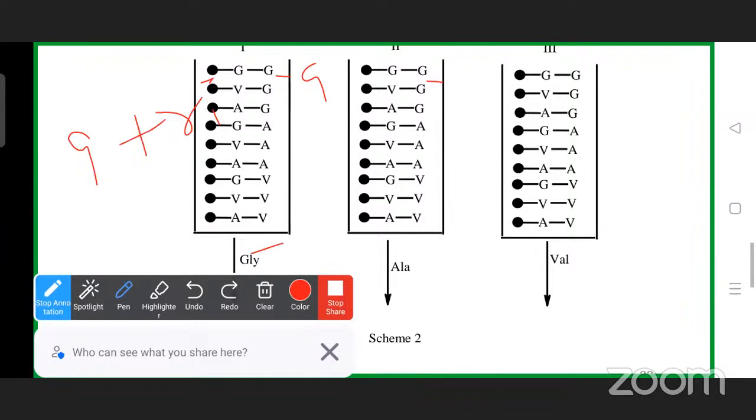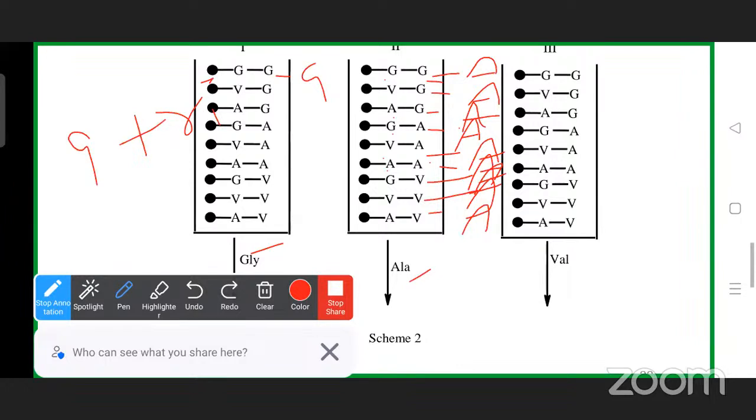Now in this second reaction vessel, we are adding the alanine. Now it becomes glycine, alanine, valine, glycine, alanine, glycine. And alanine here, glycine, alanine, and alanine, valine, alanine, and alanine here. So like that, all are terminal, the terminal amino acid is alanine here.